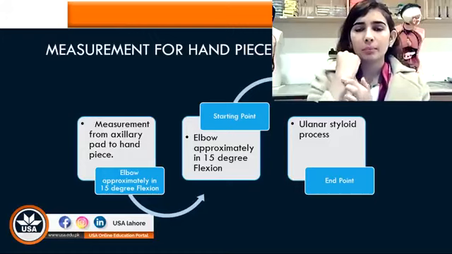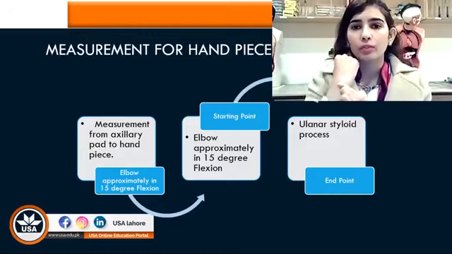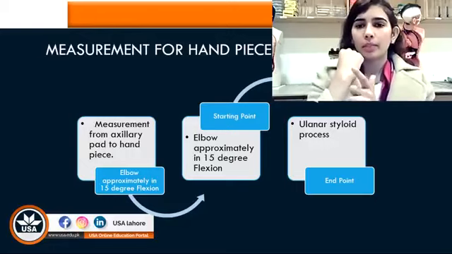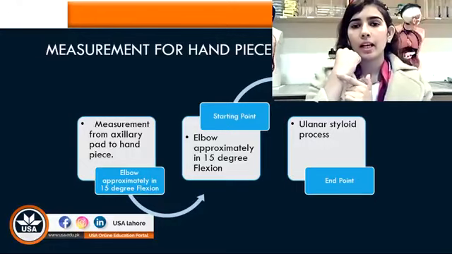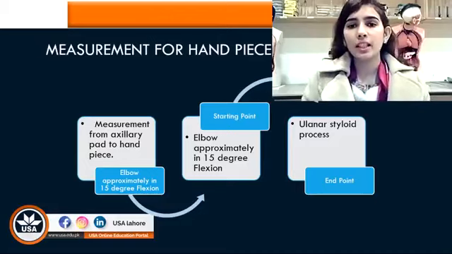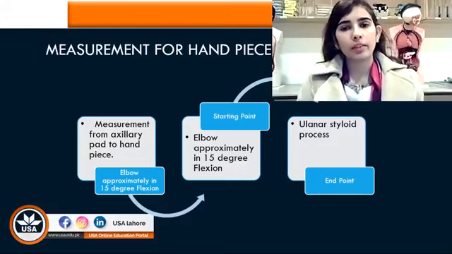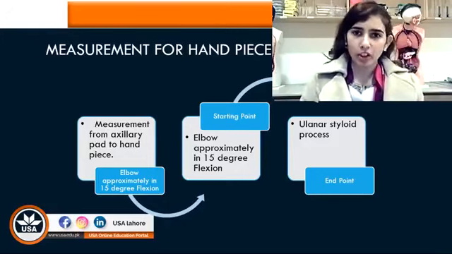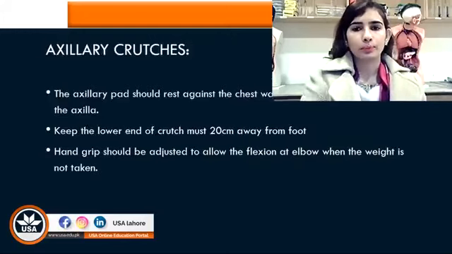So we start the measurement with the head of the crutch, that is 5 cm below the axilla, and we make measurements till the styloid process of the ulna, but the elbow is in 15-degree flexion. That is the position when the patient will walk. We will have to maintain a 15-degree flexion at the elbow.